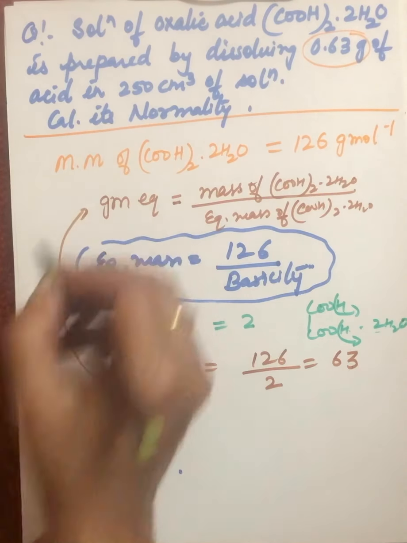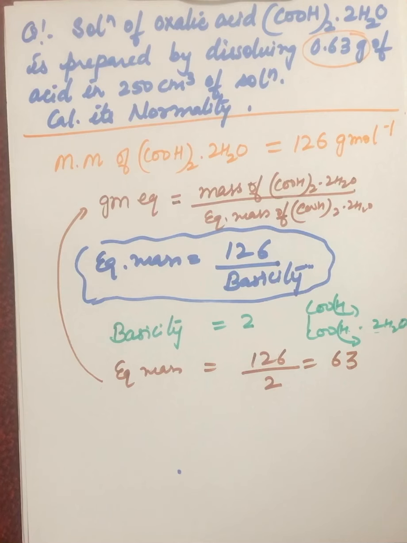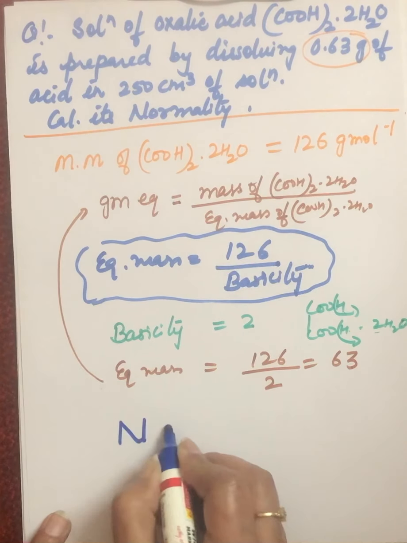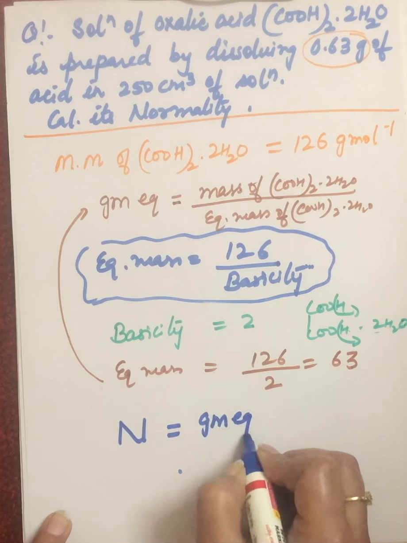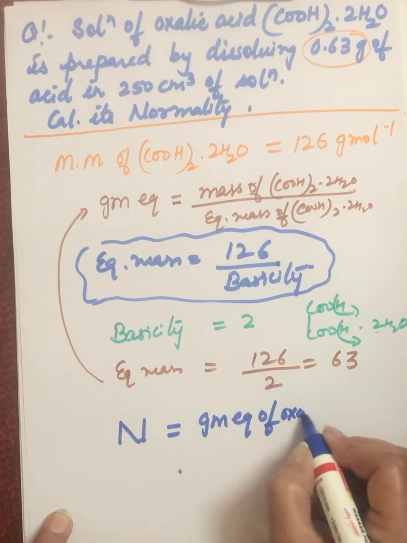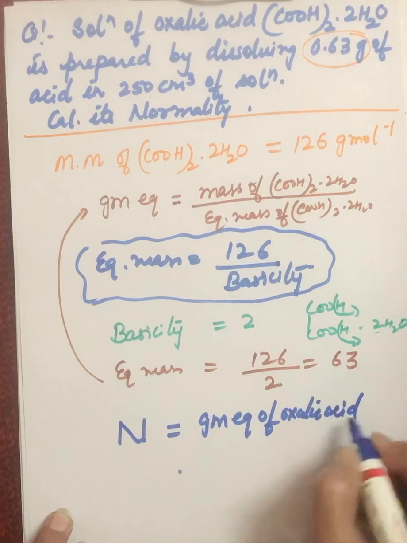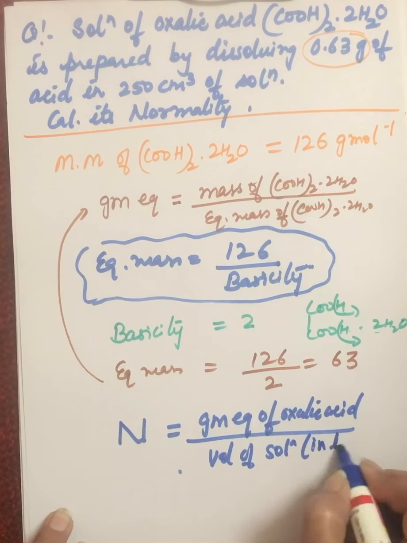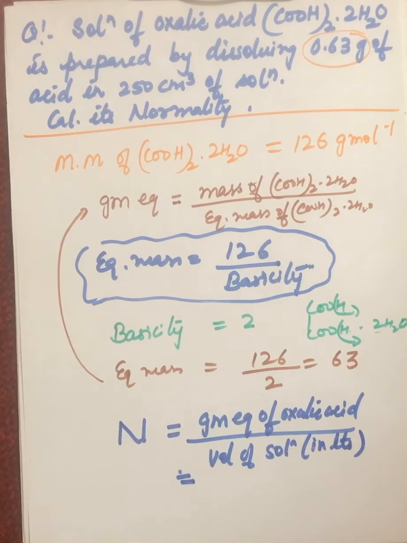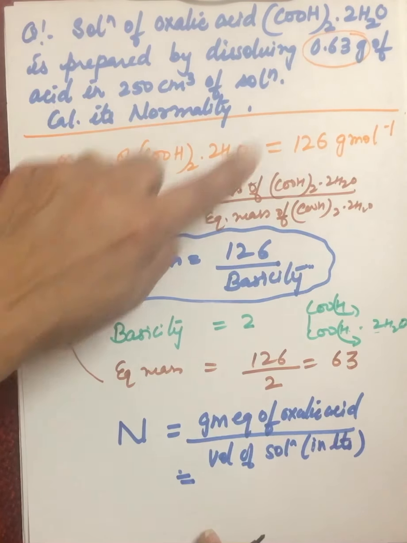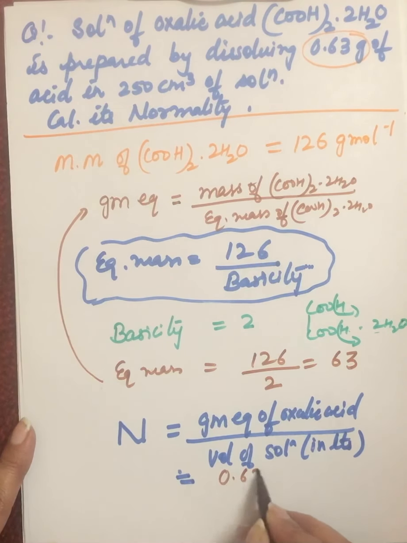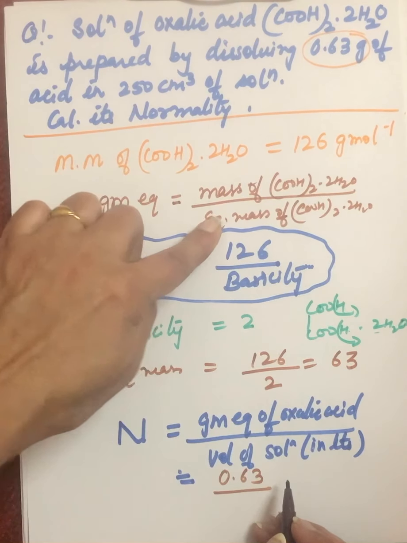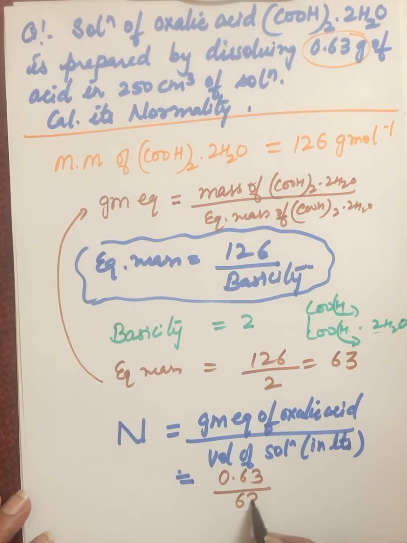Fill in this, we will get the gram equivalents. Now I am using the direct formula. Normality is equal to gram equivalents of oxalic acid upon volume of solution in liters. Gram equivalents of oxalic acid are equal to what? Gram equivalents are equal to mass. How much is the mass? 0.63, divided by equivalent mass of oxalic acid, which we have calculated as 63. This is the gram equivalent of oxalic acid.